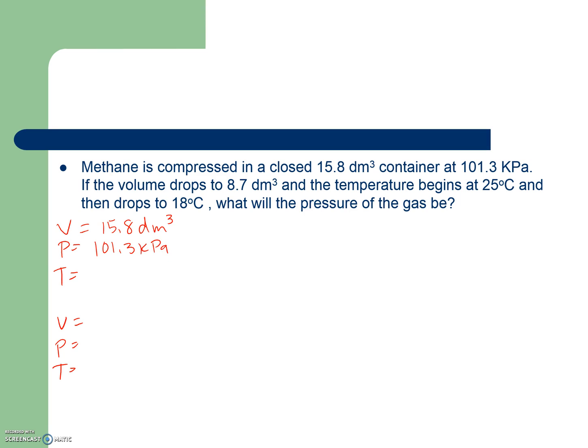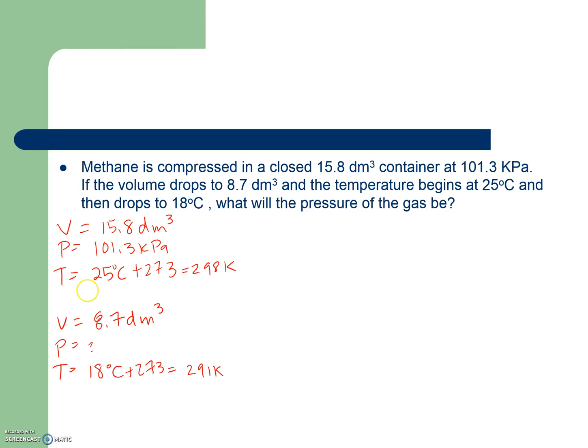And then I'm reading along. The volume drops to 8.7 decimeters cubed. And then it goes to a new sentence. It says the temperature begins at 25, which means that's an initial condition, and then drops to 18. What will the pressure of the gas be? So this is what I'm looking for here. I need to convert to Kelvin before I even think about my problem. 25 plus 273 is 298 Kelvin, and 18 plus 273 gives 291 Kelvin.